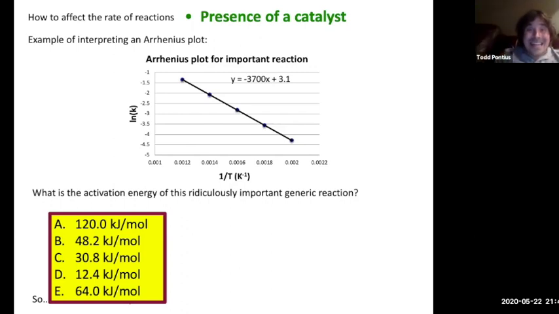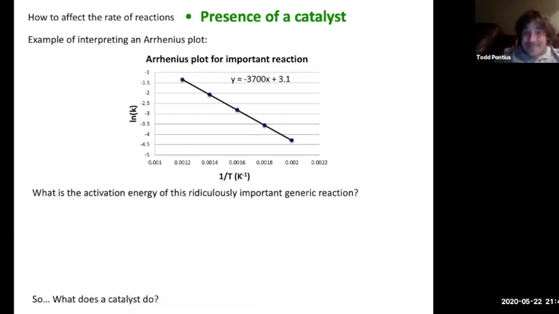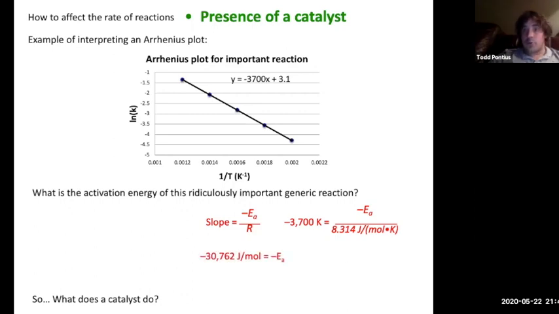You did it! We look at the slope. The slope here is equal to negative activation energy divided by R. It will always be that way for this graph. So our slope is negative 3,700 K. That's going to be equal to negative activation energy divided by our constant. So we're going to multiply that 8.314 joules per mole Kelvin through, and we're going to get negative 30,762 joules per mole. That's equal to negative activation energy.